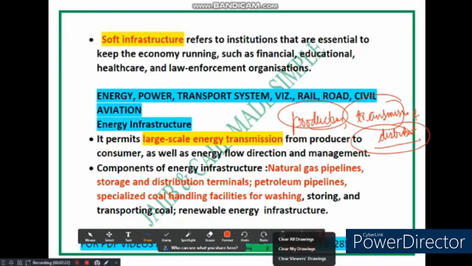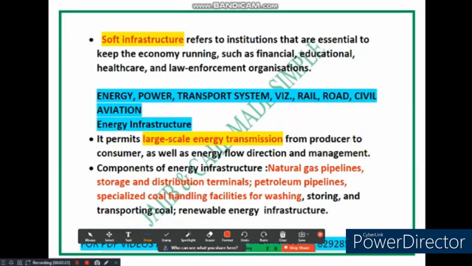Now the first point is that energy infrastructure enables the efficient transmission of energy from where it is produced. The production point is a power plant or a natural gas field. So this is the production plant.